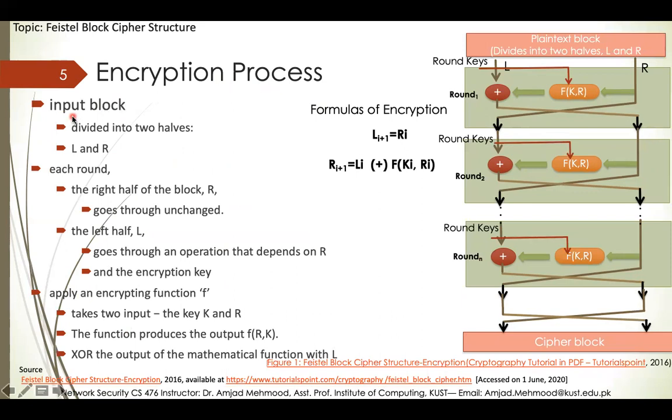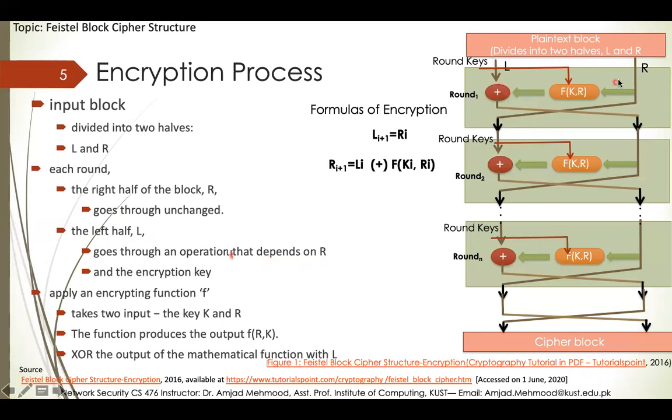Now, the encryption process. In the encryption process, the input block is divided into two halves. You can see here that the plaintext block is divided into two halves, left and right. In each round, the right half of the block, R, goes through unchanged. You can see here that R is passed to the left side without making any change. The left half, L, goes through an operation that depends on R.